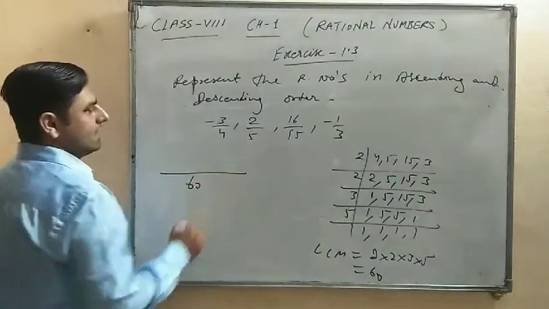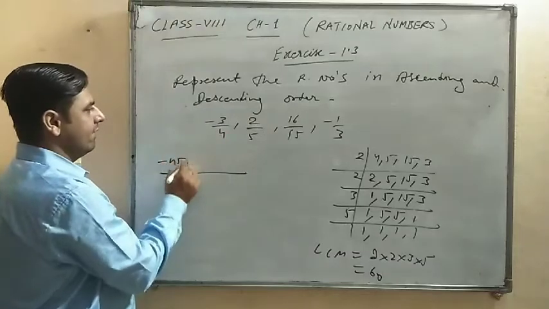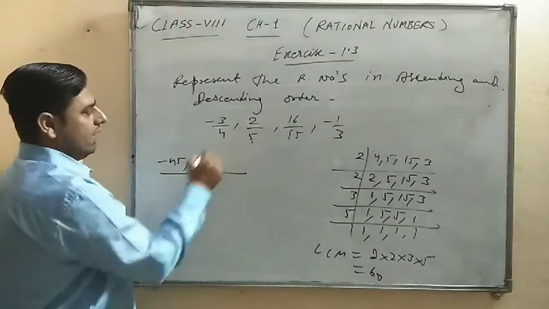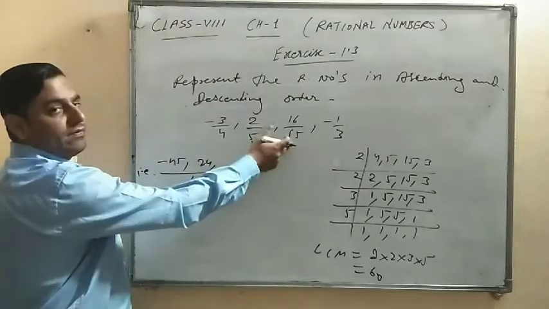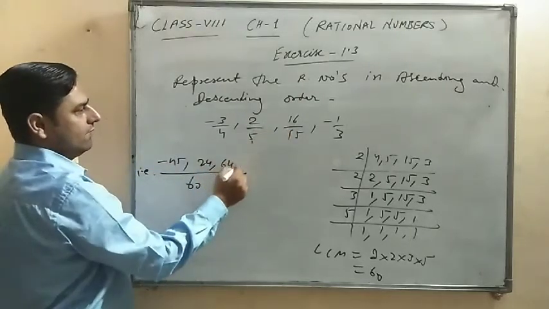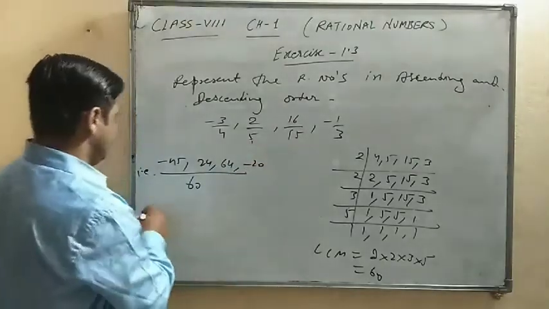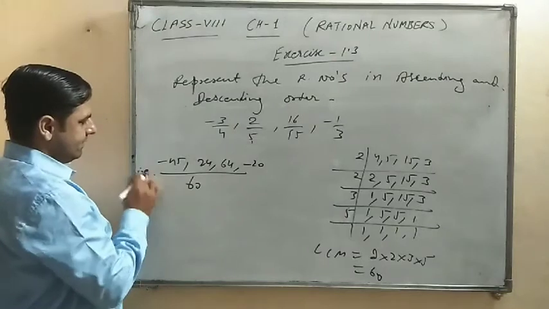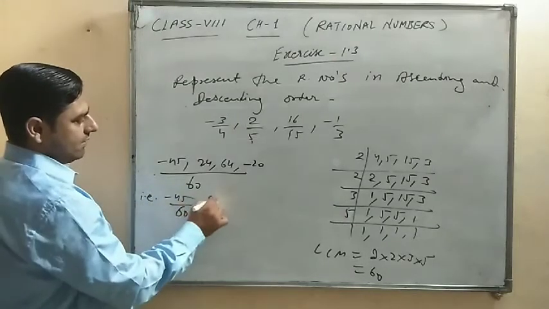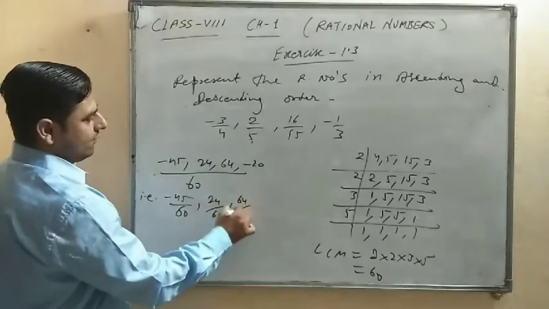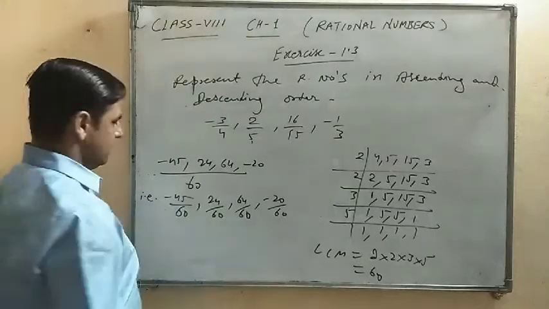So we will take LCM 60. So 60 by 4 is 15, 15 3s are 45, 60 by 5 is 12, 12 2s are 24, and 60 by 15 is 4, 16 4s are 64, 60 by 3 is 20, 20 1s are 20. So its meaning is minus 45 by 60, 24 by 60, 64 by 60, minus 20 by 60.